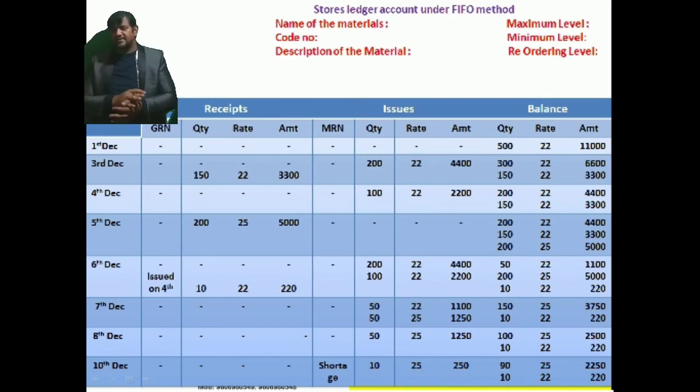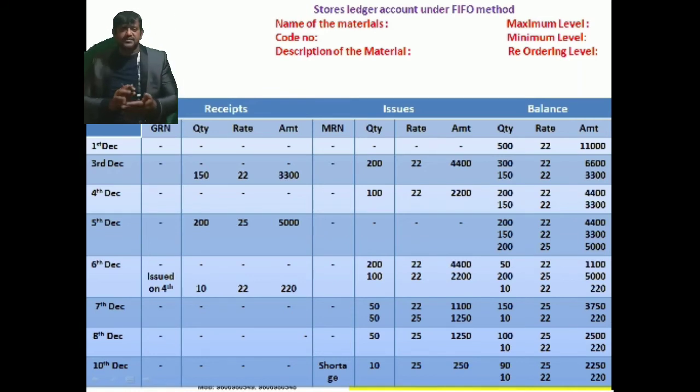So go to the balance, 150 units at rupees 22 each, 3,300 rupees. On 4th December, GRN dash, quantity dash, receipt dash, rate dash, amount dash. Go to the issue column, there are 100 units we have issued. So MRN dash, issue 100 units. Since it is first in first out, from the top end we are going to issue.